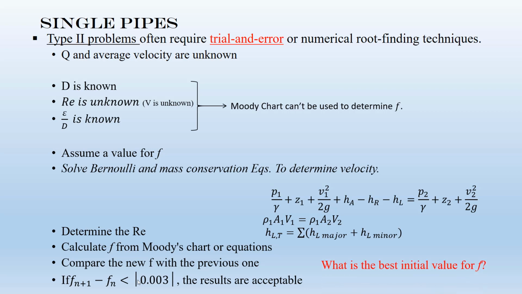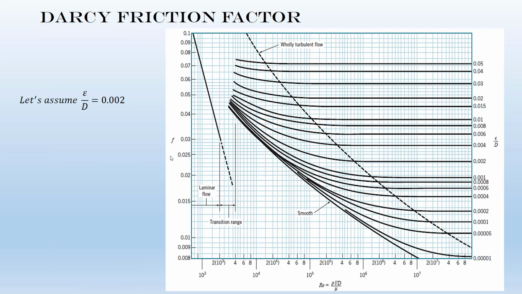Now, this process, guys, strongly depends on your initial guess. If you start with a good assumption, you can find F after 2, 3 trials. So the question is, what is the best initial value for this type of problems? To answer this question, guys, let's look at Moody's diagram. This is the Moody's diagram.